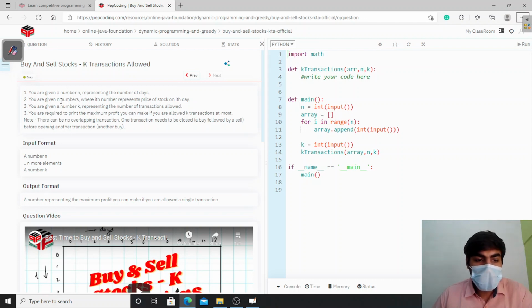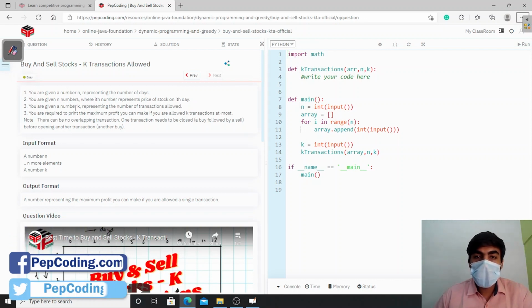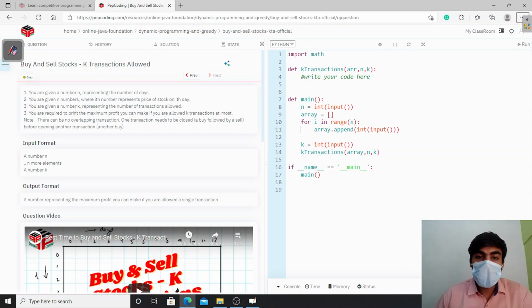In the second line, you are given n numbers where the ith number represents the price of the stock on the ith day. So a particular number represents the price of the stock. You are given a number k, which represents the number of transactions allowed. According to that number we have to do our transactions. Like if suppose the k value is 2, then we have to do two transactions: one buy, then the first sell, then the second buy, then the second sell, like that.